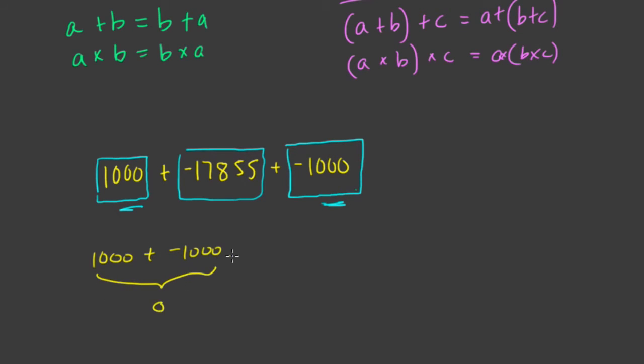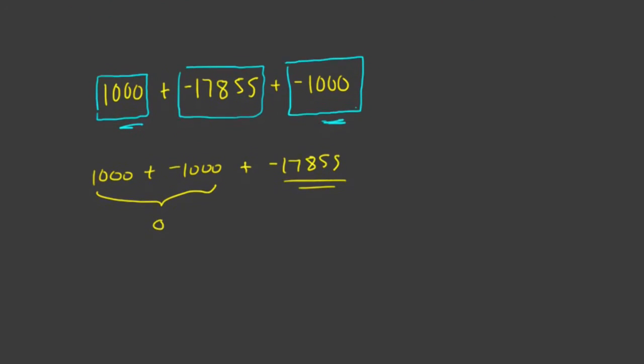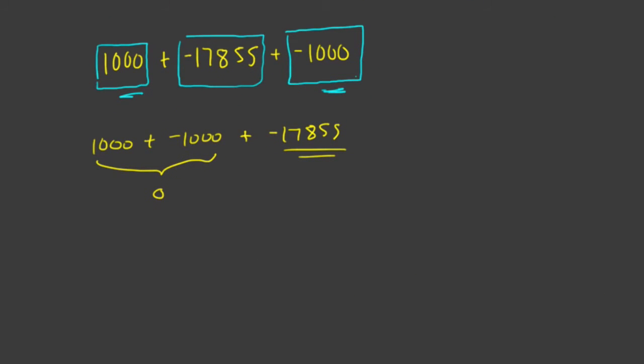Those are opposites. And then I add negative 17,855, which is the answer. So we can look at, first you have to find the terms, then you commute them to make your life easier. The same can be done with the associative property. Make the problem a little bit easier.